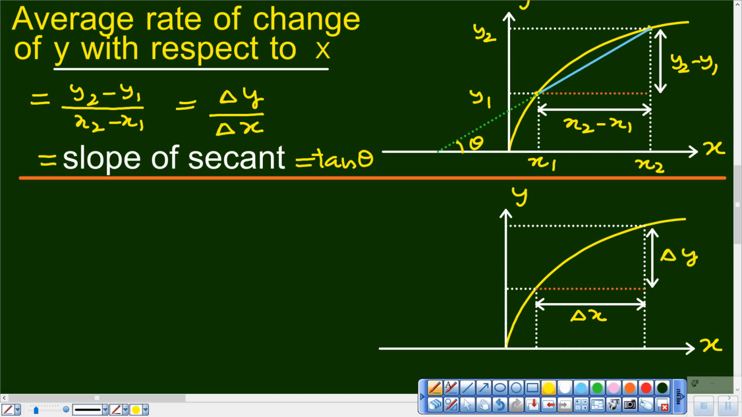You know that if I ask you to find the average rate of change, then you will say that it is nothing but delta y upon delta x. Hold on. I want to do something here. I want to keep this point fixed, x1, y1.